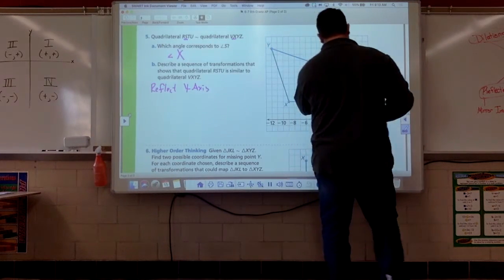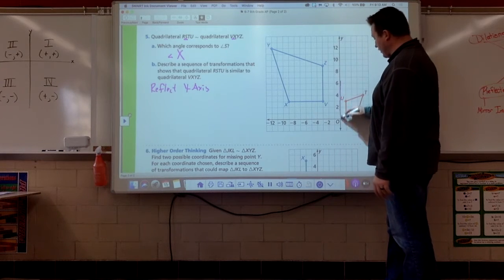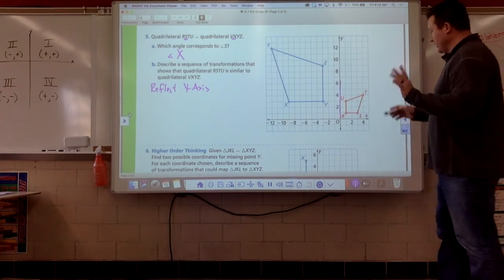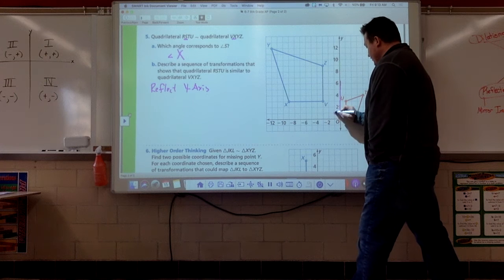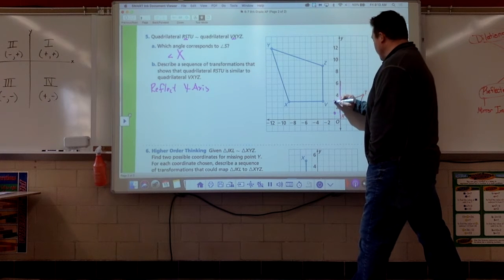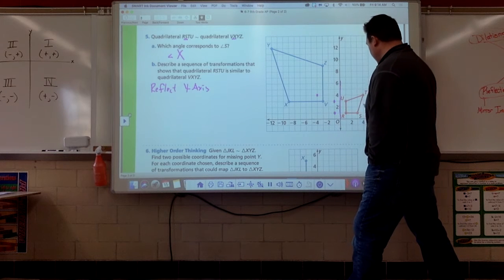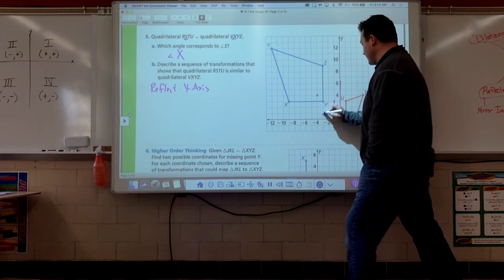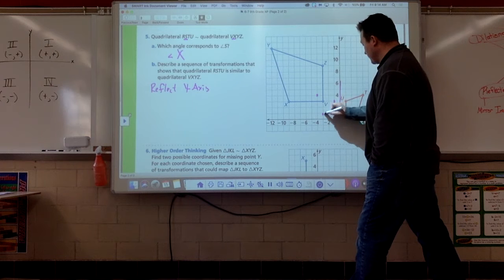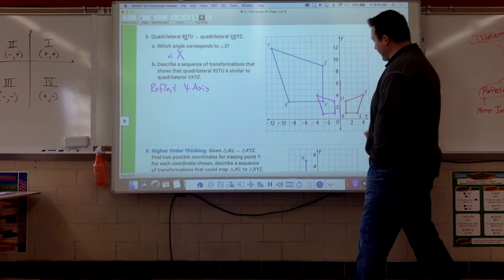So, guys, we're going to reflect just right over our y-axis right here. Okay. Again, super easy. So that means R is going to move here. U is going to be here. T going to be right here. And S is at 3, so it's going to be over here, -3. Okay? There you go.